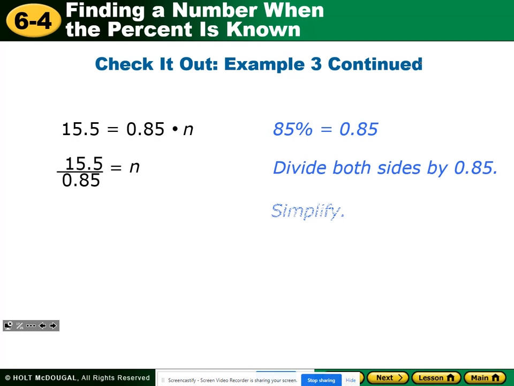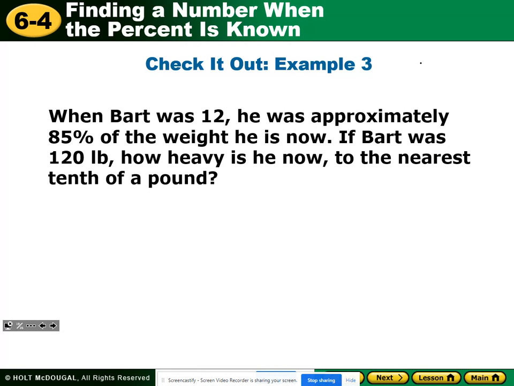Yeah. All right. So we do the division. 18.2. Now we're going to change up the wording on you. Here we go again. We get the whole times a percent equals the part. When Bart was 12, he was approximately 85% of the weight he is now. If Bart was 120 pounds, how heavy is he now to the nearest tenth of a pound?